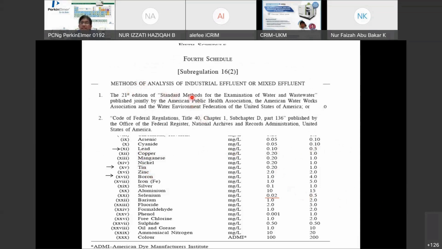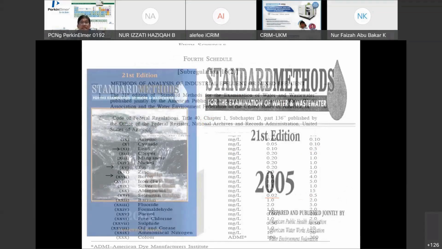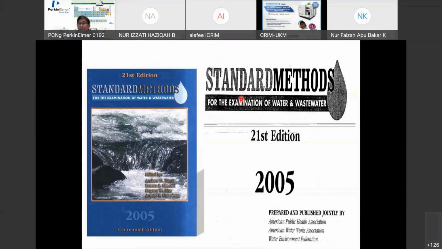As you can see, for this wastewater act, we need to follow standard methods for the examination of water and wastewater published by APHA or AWWA. Or the other is Code of Federal Regulations Title 40, Chapter 1. So this is US EPA. And this is the standard method from APHA.